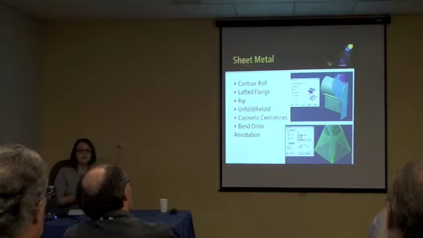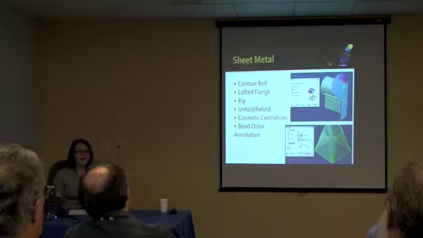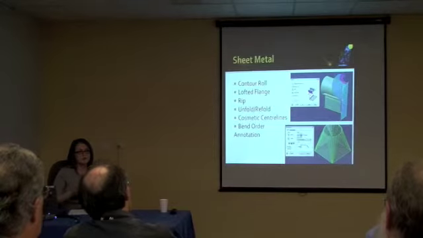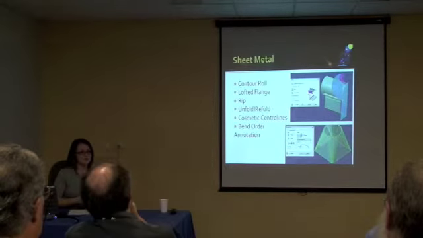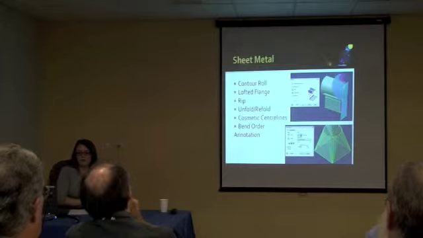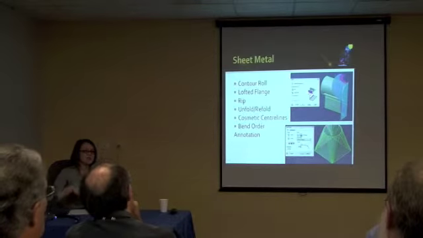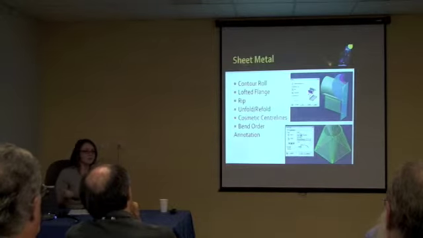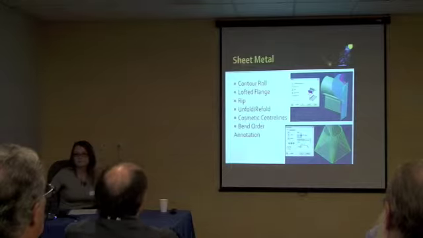So you can unfold your model in part mode, not in flat pattern mode, make changes to it, refold it, and you'll get an accurate representation of what it looks like when it's folded and when it's flattened. There are some cosmetic centerline options you can add during the flat pattern stage, and you can change the bend order annotation if you need to. So you can display which bit folds up first, basically.